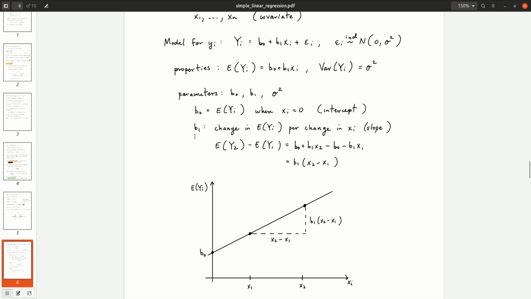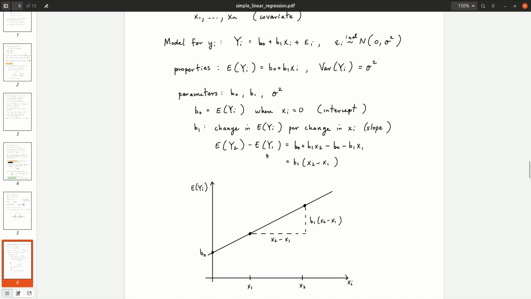b1 we can interpret as the change in expected value of yi per unit change in xi. This sort of quantity is often called a slope. I'll show you the picture in just a second. So in mathematical terms first, what do we mean by that?